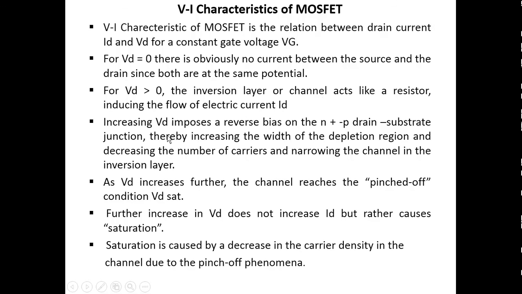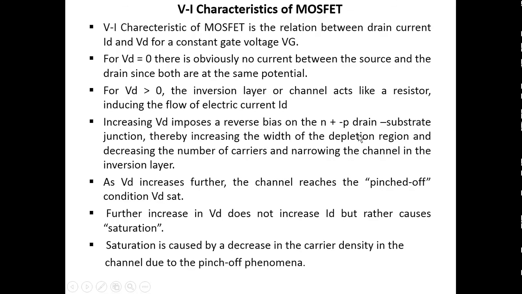Increasing VD imposes a reverse bias on the heavily doped N-type drain and the P-type substrate region, because drain to source is actually a reverse voltage. That is, a positive voltage applied at the heavily doped N-type drain will always make a reverse biasing between the drain and the P-type substrate. That is what is given here.